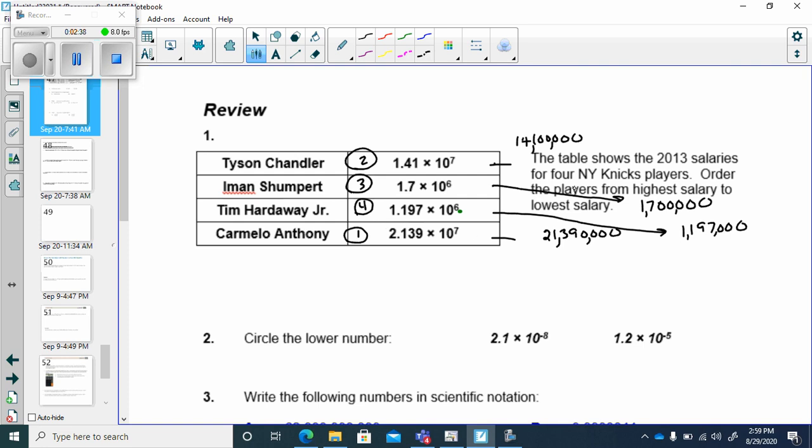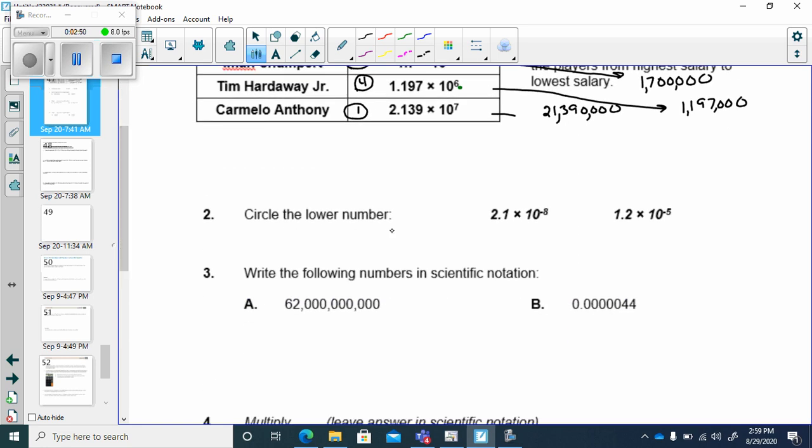You can work them out this way, or you can look at the exponents. The bigger exponents are bigger numbers. The smaller exponents are smaller numbers. And then we look at what's in front, right? Okay. Circle the lower number. Well, is 10 to the negative 8 smaller than 10 to the negative 5th? Yes, because negative 8 is smaller than negative 5.